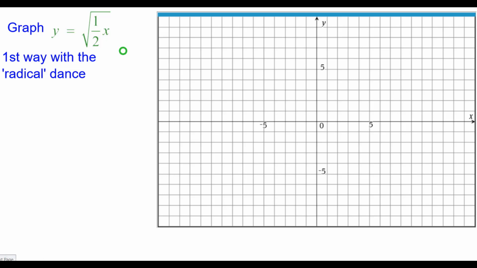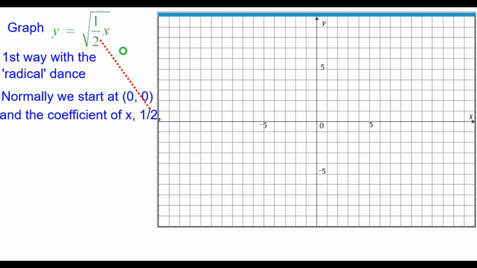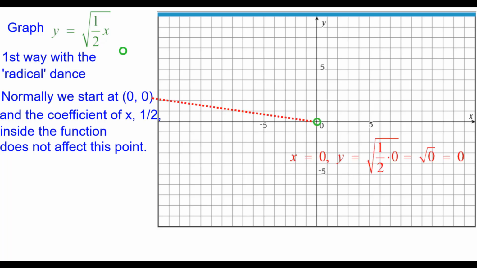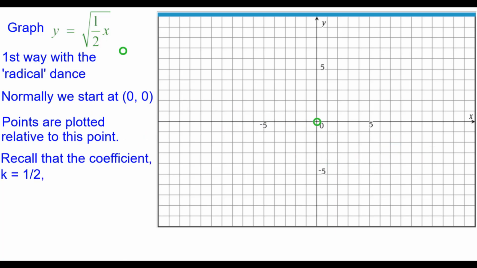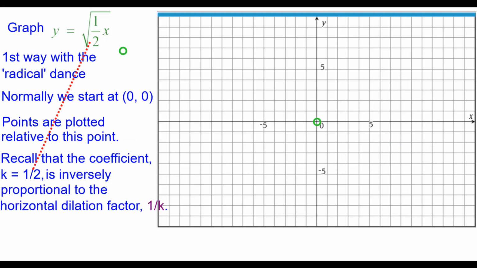The first way is with what we call the radical dance. Normally we start at the origin, and the coefficient of x, which is 1/2, inside the function, does not affect this point. As you can see, when x equals 0, y is equal to 0. And points will be plotted relative to the origin. Recall that the coefficient k equals 1/2 is inversely proportional to the horizontal dilation factor. That is, multiply each x value by the reciprocal of k, which in this case is 2.